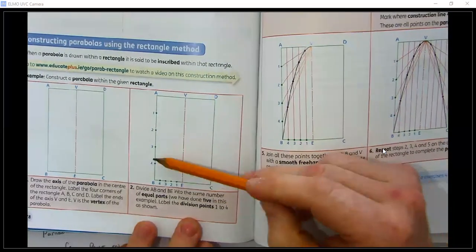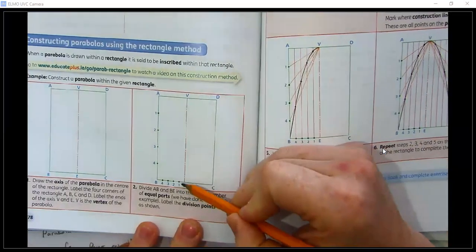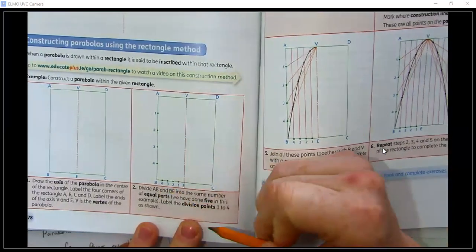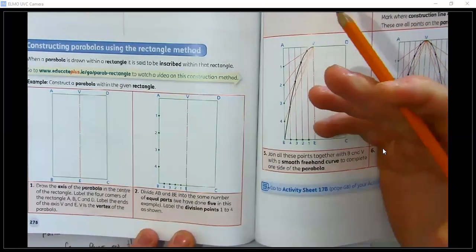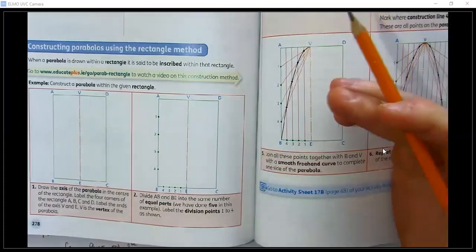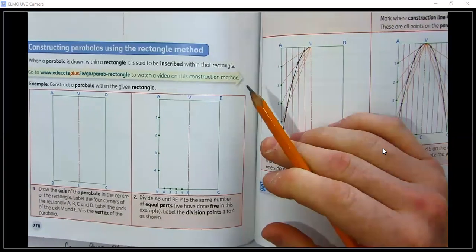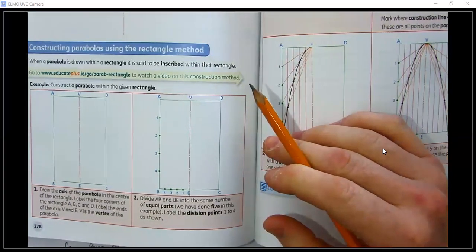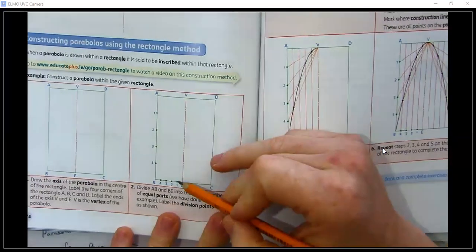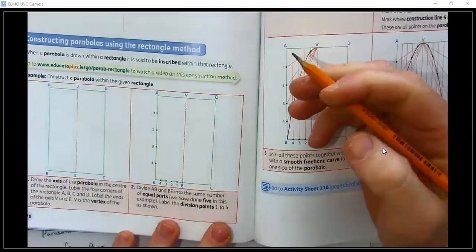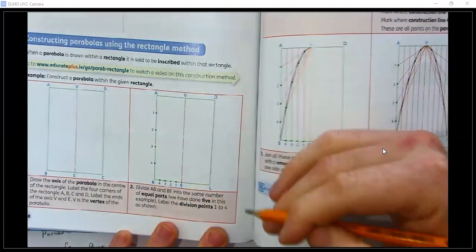So we're going to focus on two lines here. We have the bottom line from E to B. We're going to divide that line into 4 parts. The number of parts you divide it into depends on the size of the parabola. The more parts you divide it into, the more accurate it is. But you don't want to cluster it, so you don't want to overdo it. You want maybe 4 or 5 in most cases. If it's going to be larger, you might need a few more.